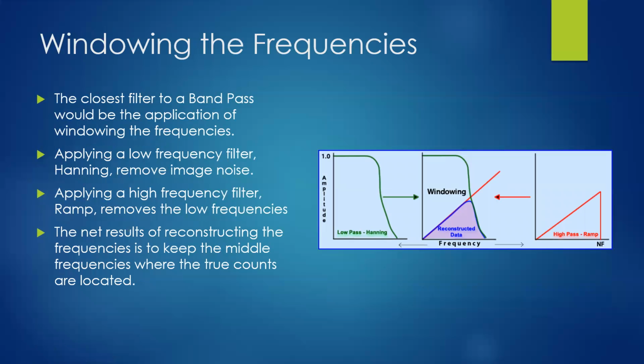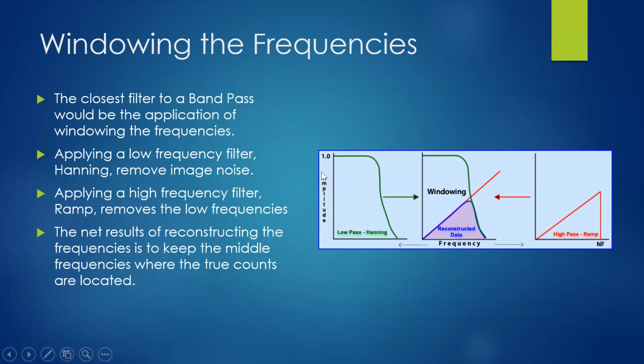So the closest thing I have to a bandpass is something referred to as windowing. What is windowing? Well, windowing is where you apply a low pass and a high pass filter together, in hopes of then removing your low frequencies, removing your high frequencies, and maintaining that data or information that would be classified as your true counts.